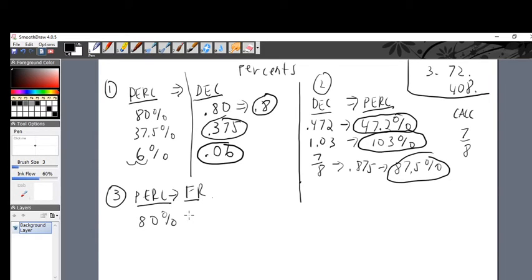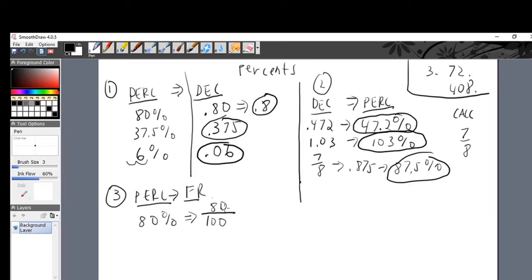Turn it into 80 over 100. 80% means 80 per cent. Cent in French is 100, or centenarian in English, or centennial. Those all mean 100. So therefore, 80 over 100 is what it turns into as a fraction.